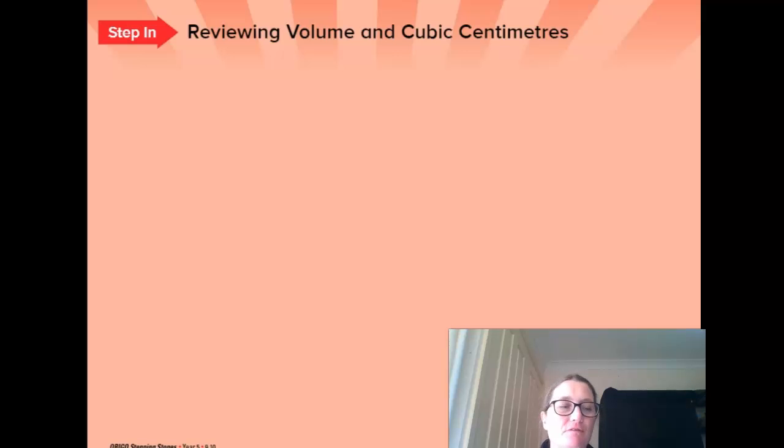We're reviewing volume and cubic centimetres today, and we are looking at lesson 9.10 in our Stepping Stones Maths book. So our learning goal today is to review volume and cubic centimetres.